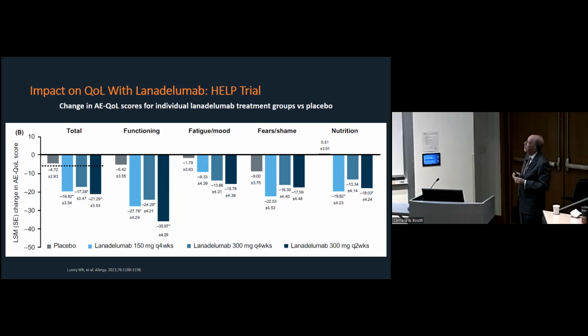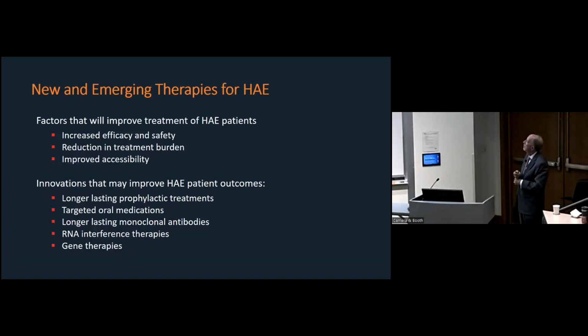What about quality of life improvement with prophylactic therapy? It's great. This is looking at what's called the AE-QoL, Angioedema Quality of Life Survey, and you can see the different levels: functioning, fatigue, fear, shame, nutrition. And in the blue and black compared to the gray, you can see with each domain there was a significant improvement in quality of life when patients were on this. This is the monoclonal antibody trial.